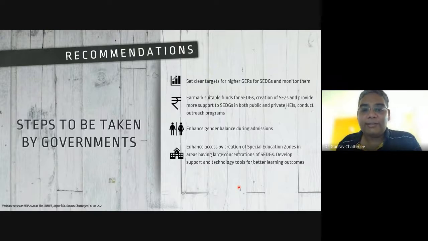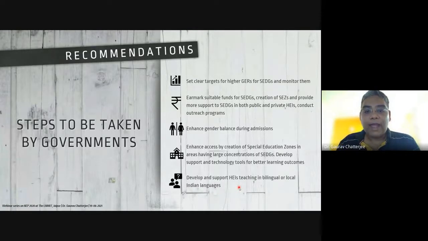To enhance the access by creating the SEZs, and to create these SEZs by identifying geographical regions where there is a very large concentration of SEDGs. Okay, and then to develop support and technology tools like apps, the Ayushman Bharat app, for example. All these are different tools which can help us in the outreach also, and which can help us in attaining better learning outcomes also. And finally, one major push that the government is going to do in the coming years, which it has already started to do, is to develop and support HEIs teaching in bilingual or local Indian languages.